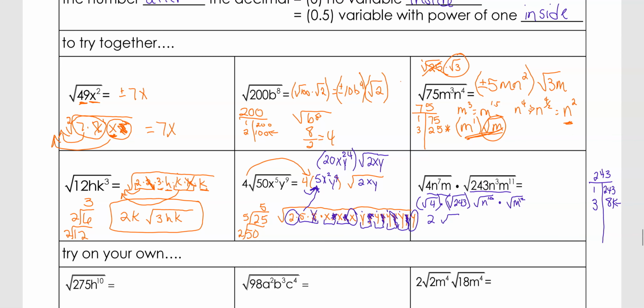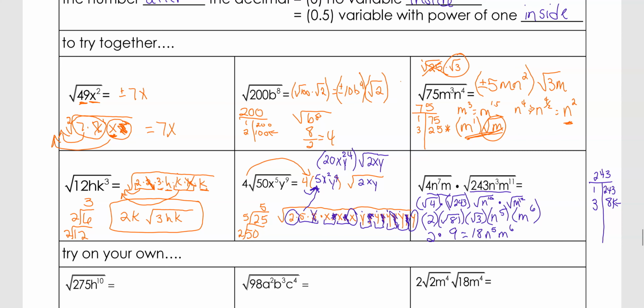So we're going to have square root of 81 and square root of 3. And then we are going to have m to the 5th. The square root of m to the 10th is m to the 5th. And the square root of n to the 12th is n to the 6th. And so now we're going to multiply what we have. So we have 2 times 9 equals 18. And then we have m to the 5th, n to the 6th, and the square root of 3 is going to stay square root of 3.